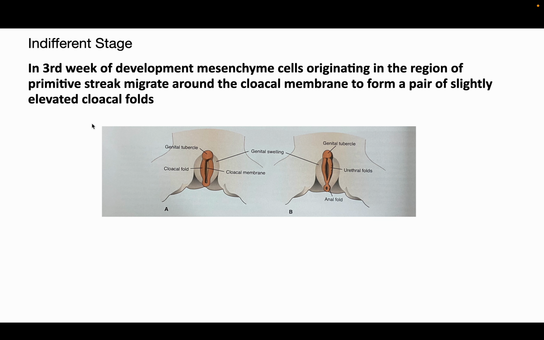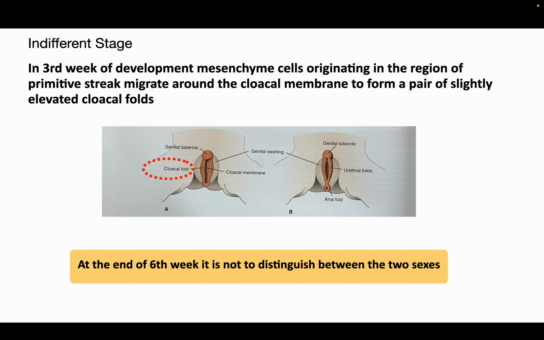Now indifferent stage is seen in both the sexes. Up to this stage we are not able to differentiate between the external genitalia of male and female. So what is happening in third week of development, mesenchymal cells originating in the region of primitive streak, they migrate around the cloacal membrane to form a pair of slightly elevated cloacal folds. So you can see here at the end of 6th week it is not possible to distinguish between the two sexes.